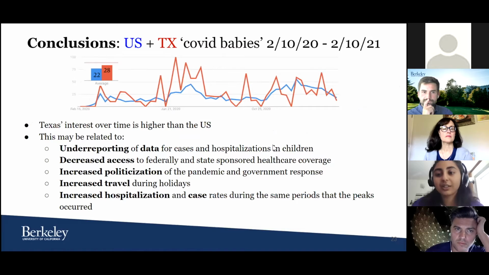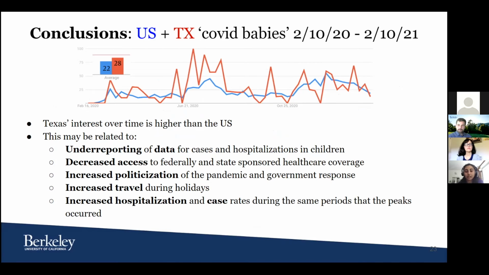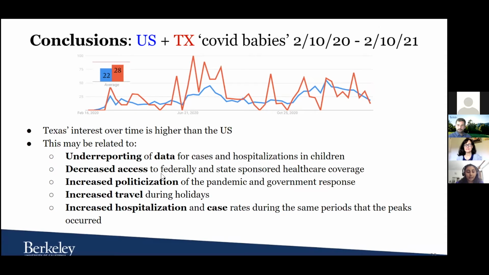And just to consolidate all of our information, after confirming that the average interest over time in the RSV was higher for Texas, and thinking about the differences in Texas compared to the United States, we saw that the higher interest, higher RSV might be related to the underreporting of data and the data suppression about hospitalizations in children, which could have caused folks to turn to Google, as well as the other issues with hospitalization and case rates increasing.